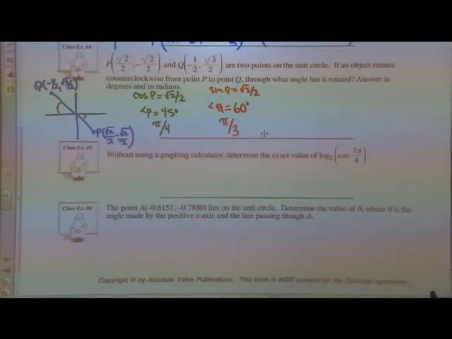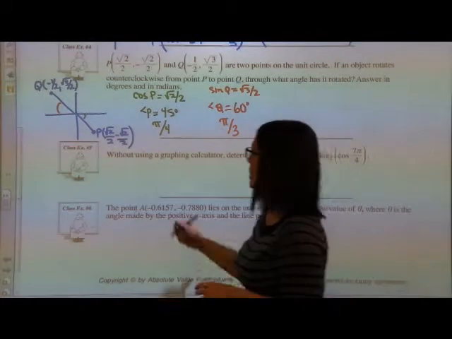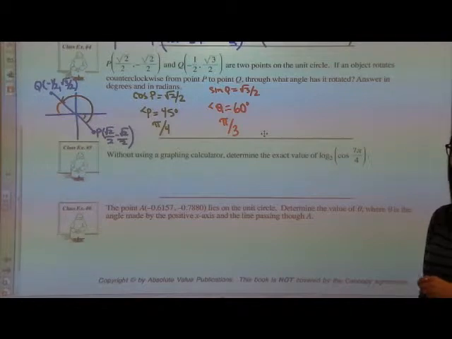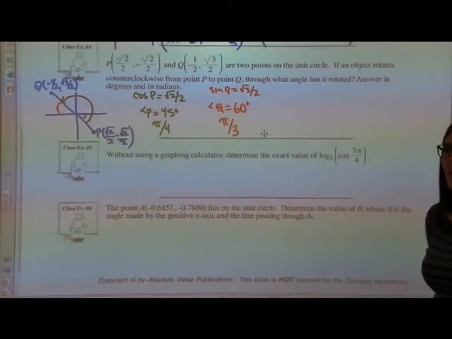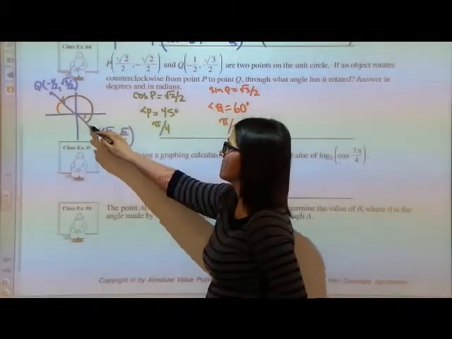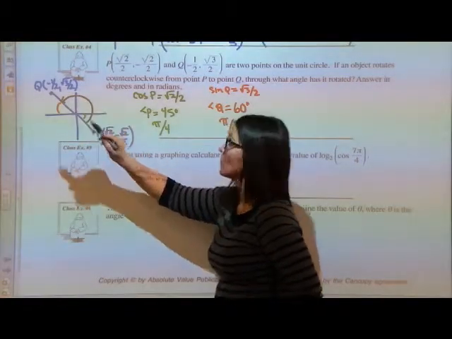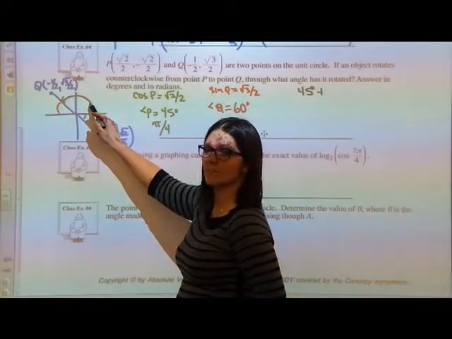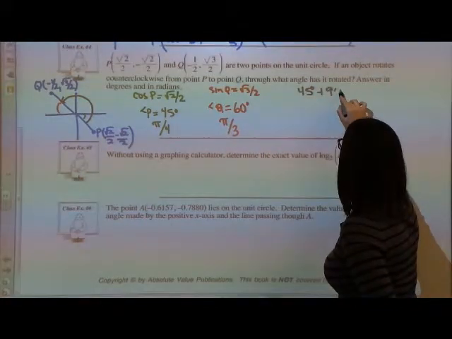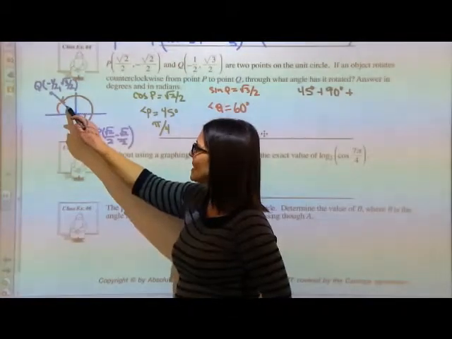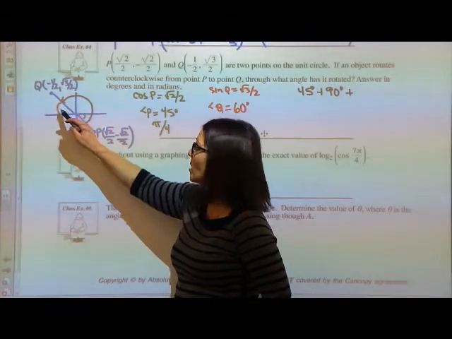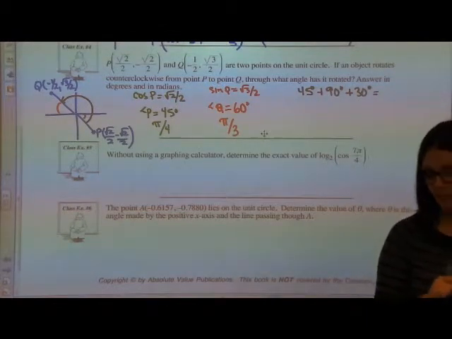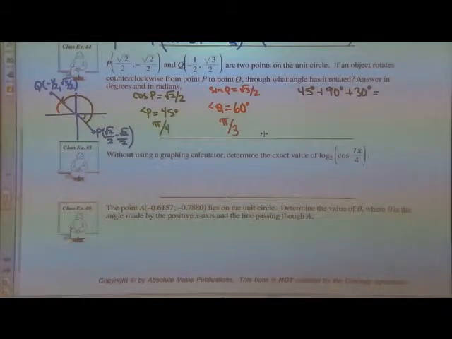So how do I figure out the angle rotation? I want to go from P to Q. So how would I do that? What do I know this is? 45 degrees. And what do I know this is? 90 degrees. And what do I know this piece here is? 30, because the other part was 60. So how many degrees is that? 165.